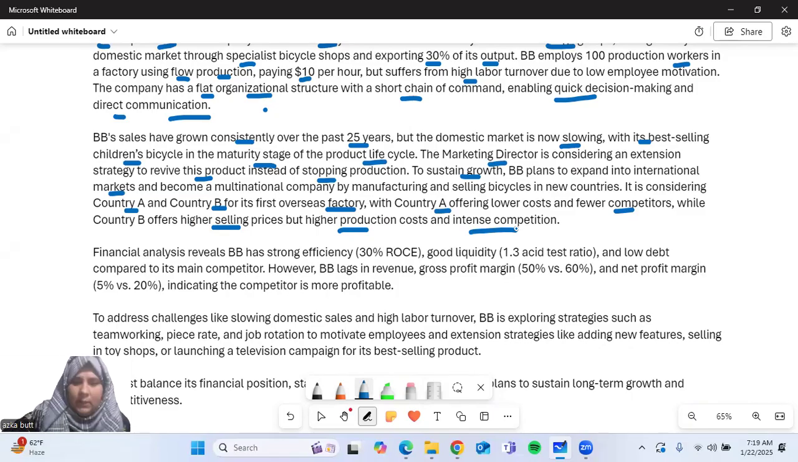If they go to country A, there may be lower costs, maybe lower wage cost or lower production cost, and also they have fewer competitors.